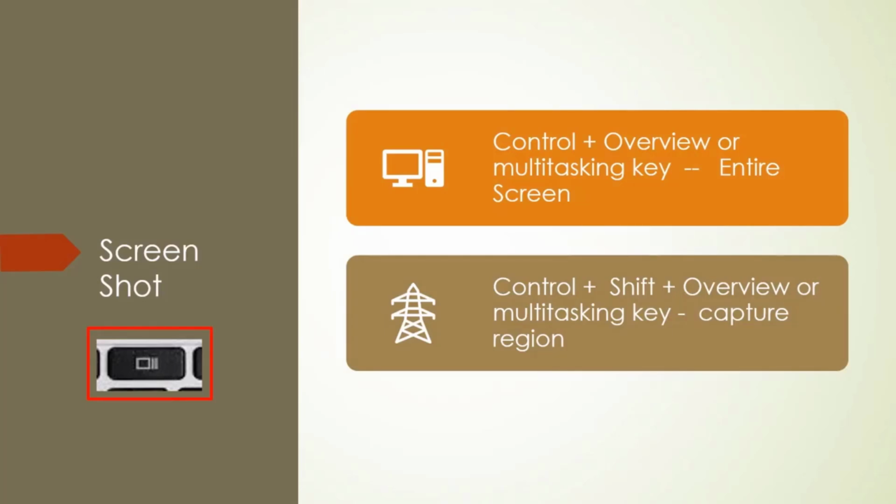If you want to take a screenshot of your Chromebook's screen, you can use the key command Control plus the overview or multitasking key. I've taken a picture of the key and outlined it in red on the left side of your screen. If you want to capture a specific area of the screen, you can use Control, Shift, and the overview or multitasking key. This will capture the region that you want to take of your screen.